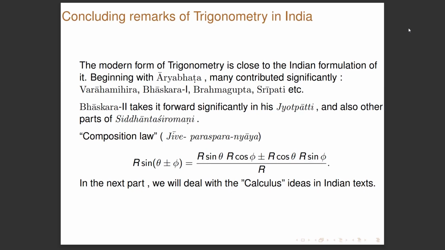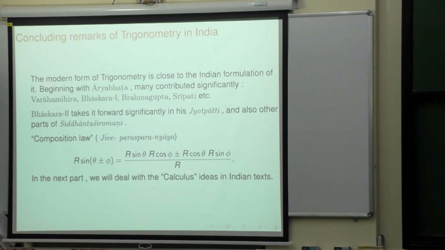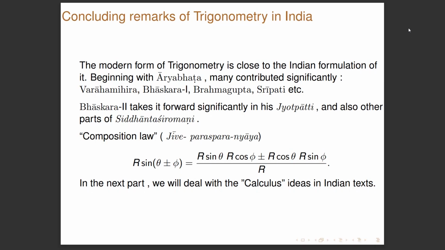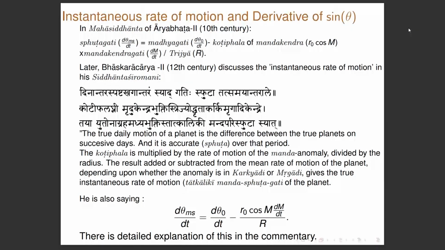And he also gives this composition law. It's called Jiva Paraspara Nyaya. Nyaya is rule, Jiva is sine, Paraspara is mutual. You see, because you have sin theta, then cos phi, and cos theta and sin phi. So now we'll move on to the calculus ideas.